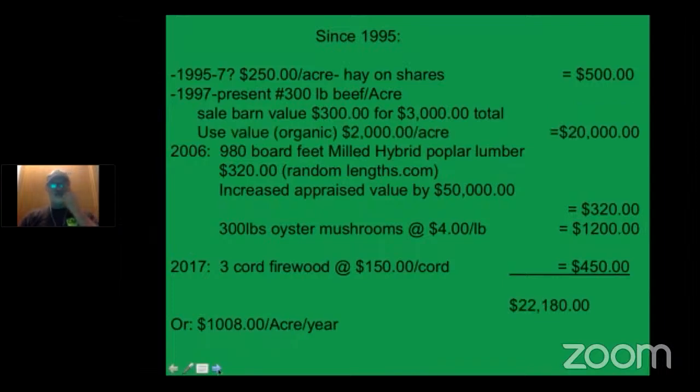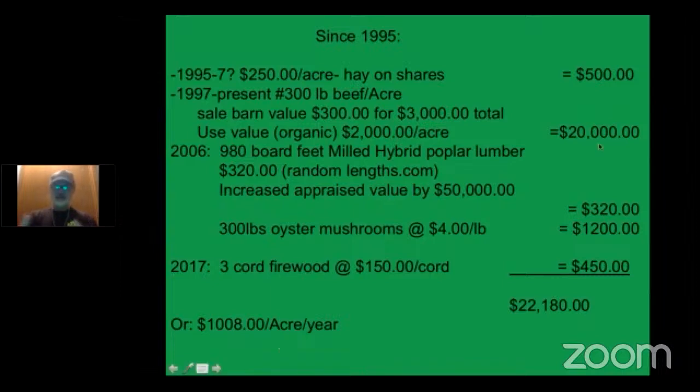Well, now if we do a little bit different calculation, let's say that I get the use value out of the beef. Instead of selling 300 pounds of beef at the sale barn for crap prices, let's say that I actually had to buy all of that beef that I ate, 300 pounds per year at, say, an average of $10 a pound, because some are going to be $18 to $20 cuts and some is going to be like $6 organic hamburger. I got $20,000 worth of beef off of that place in the past 20 years.